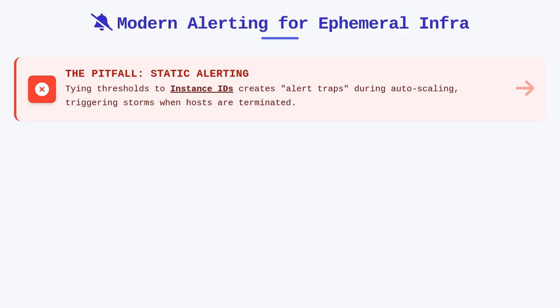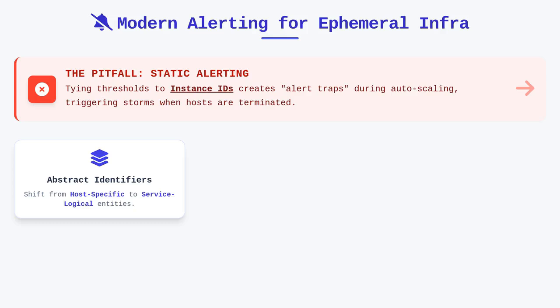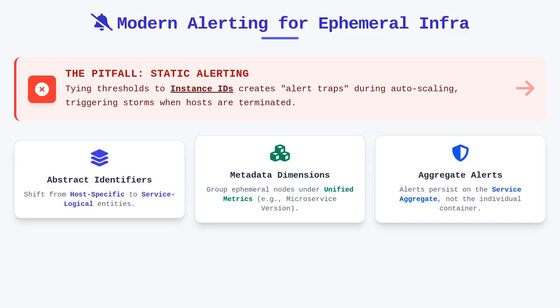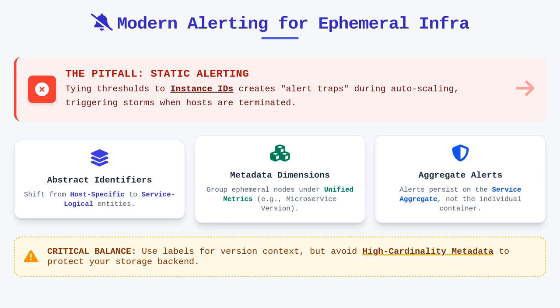The first step in addressing this is moving away from host-specific identifiers toward abstract service identifiers. By using metadata dimensions, you group disparate ephemeral nodes under a unified logical entity, perhaps an application or a microservice version. When a specific container dies, the alert remains attached to the aggregate service metric rather than pointing to a non-existent host. This architectural shift prevents the common pitfall of alert storms generated by routine autoscaling events. You must ensure that your labels provide enough context to differentiate service versions without injecting high-cardinality metadata that could overwhelm your storage backend.